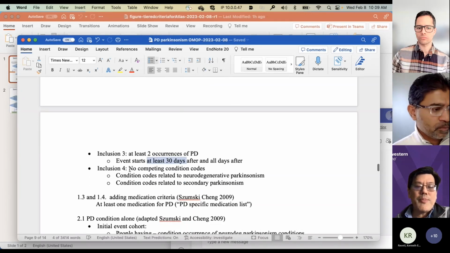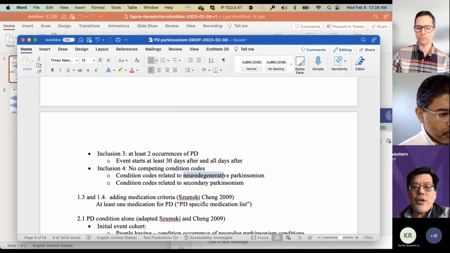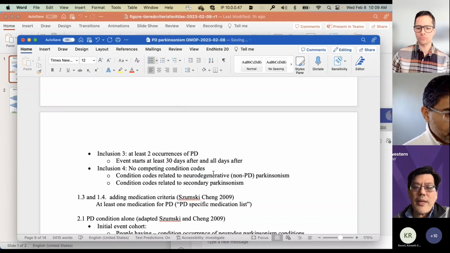And the fourth inclusion is basically you don't have a competing condition code. And there are two concept sets here. One is the neurodegenerative non-PD Parkinson's, because Parkinson's is neurodegenerative. I've already created that concept set, and the condition codes related to secondary Parkinsonisms, and I have created that set as well. And that's it. And you can always add the criteria of a medication if you wish, and we have that concept set.